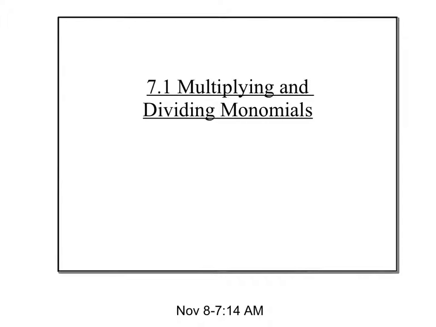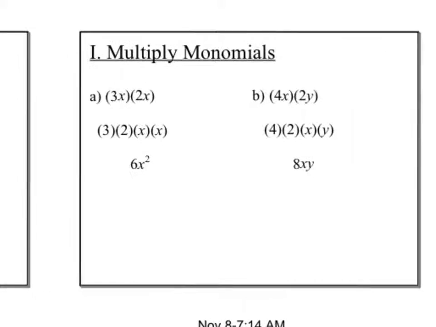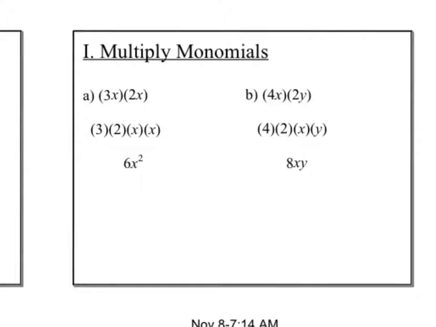Okay, Chapter 7 is multiplying and dividing polynomials. Chapter 5 was adding and subtracting. So it's all the same basic things you learned before, and now we're just doing multiplying and dividing. So, first two examples. If you're starting with 3x times 2x, you can rewrite it.